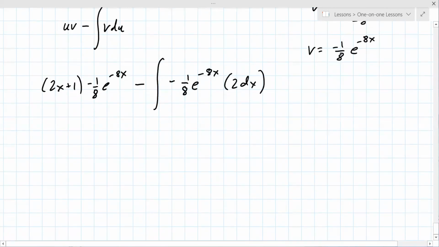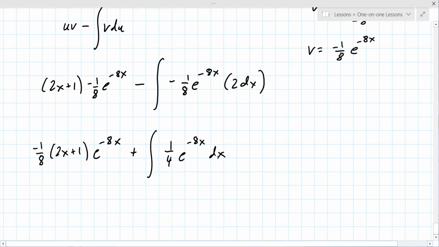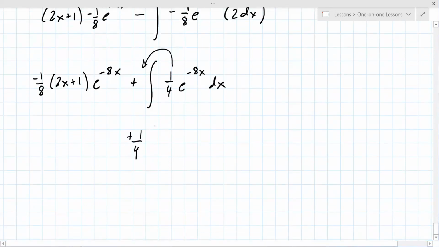So on the left here, I'm going to bring the negative 1/8 in front. Two x plus 1 e to the minus 8x. These two negatives combine, plus 2 and 1/8 makes 1/4. So it's 1/4 e to the minus 8x dx. That's just combining signs and multiplying a little bit. The 1/4 can come out, so it becomes plus 1/4 integral e to the minus 8x dx.